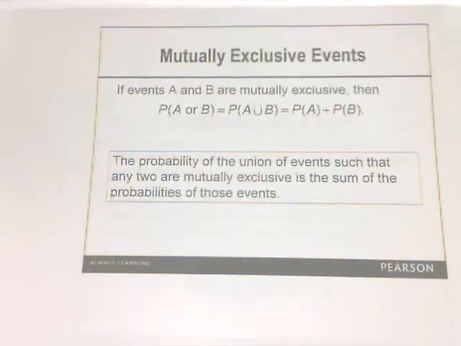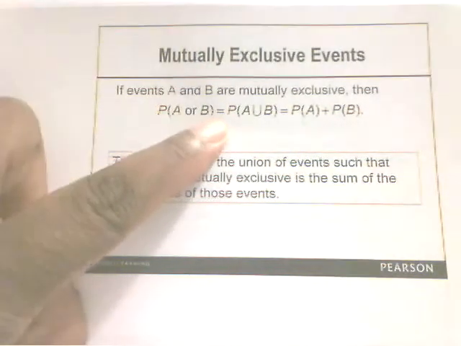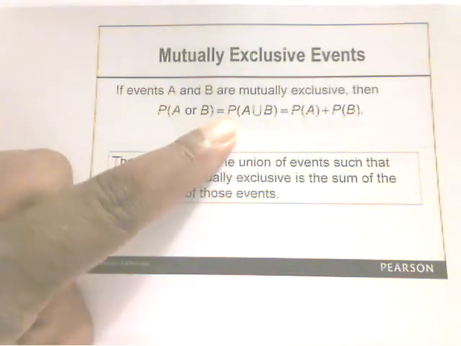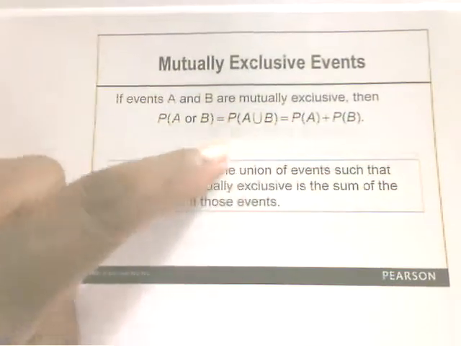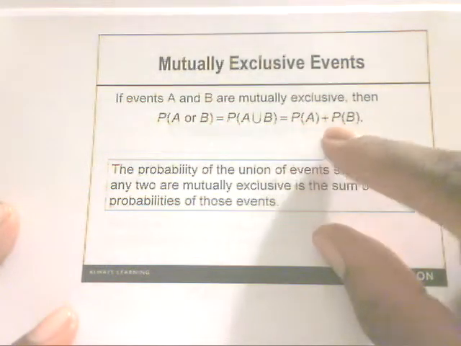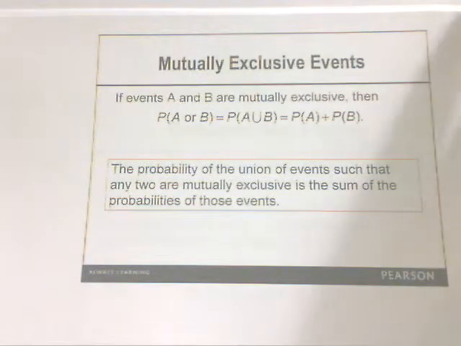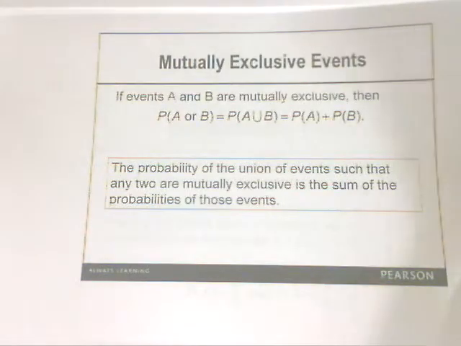Okay, so if events A and B are mutually exclusive, then the probability of A or B, with this notation, the probability of the union of A and B, is going to be the sum of the two probabilities, the probability of event A plus the probability of event B. In other words, the probability of the union of events such that any two events are mutually exclusive is the sum of the probabilities of those individual events.